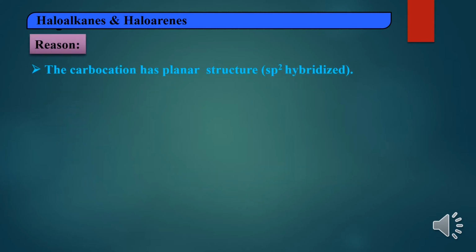The reason for this is that the carbocation has a planar structure and is sp2 hybridized. Therefore, the nucleophile can attack this planar carbocation from both sides, giving an equimolar mixture of D and L isomers. That is called a racemic mixture, meaning 50% D isomer and 50% L isomer.